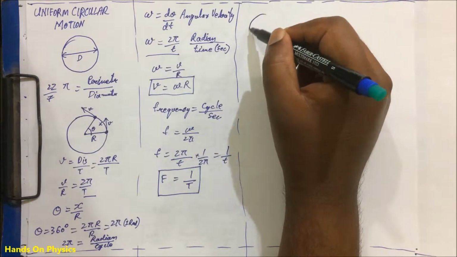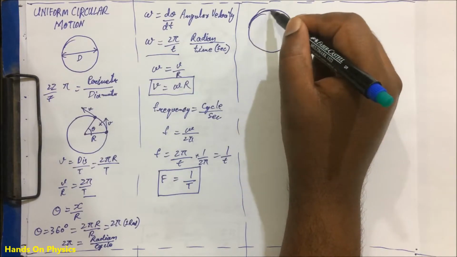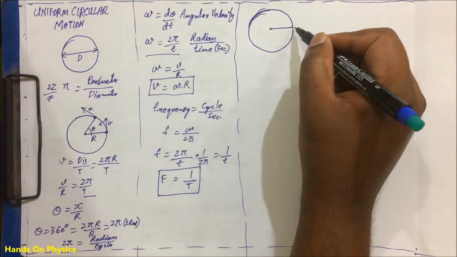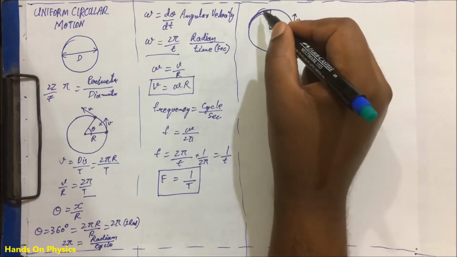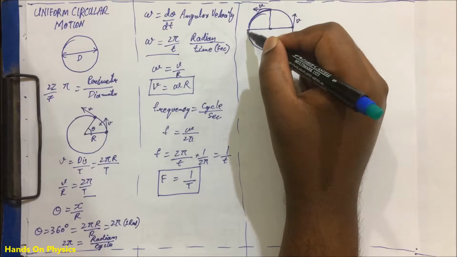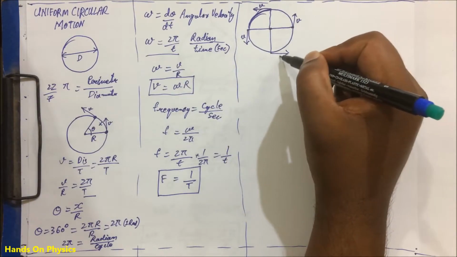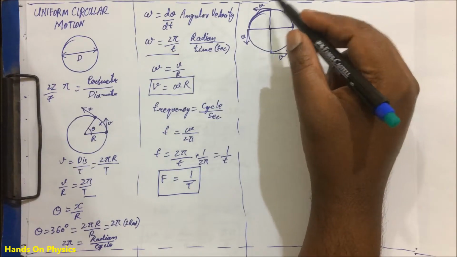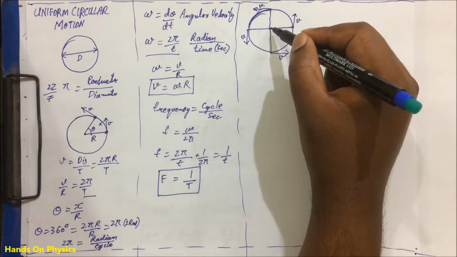Now if this is a circle, sorry for that, and this is the center, when the particle was here, its velocity was v. Then when the particle moves here, its velocity is in this direction of the same magnitude v. Then it moves here, its velocity is v. Then it moves here, velocity is again v in a new direction. So it keeps on changing the direction of the velocity.